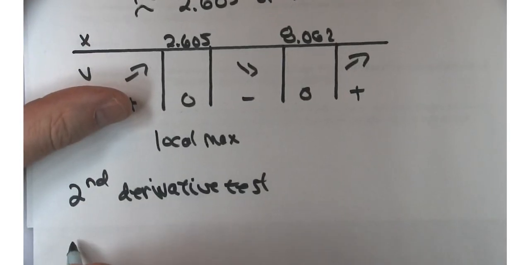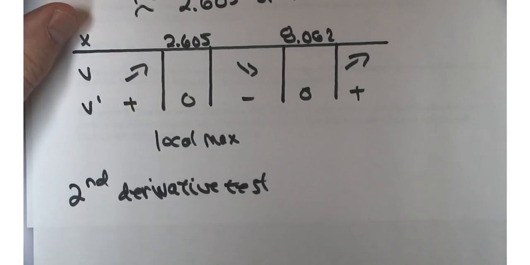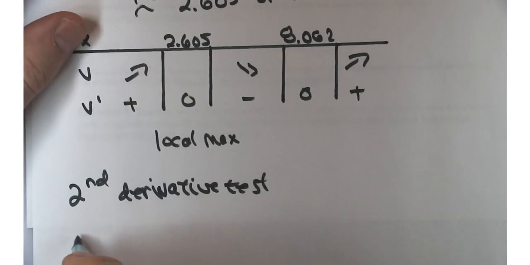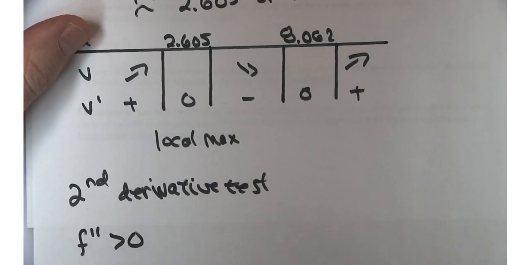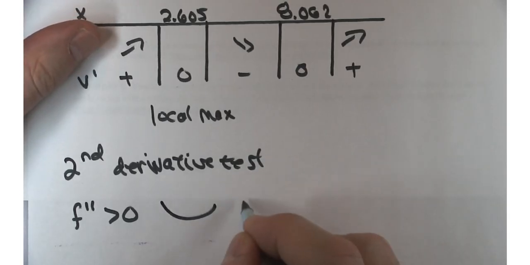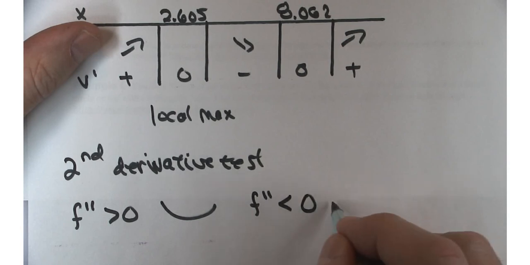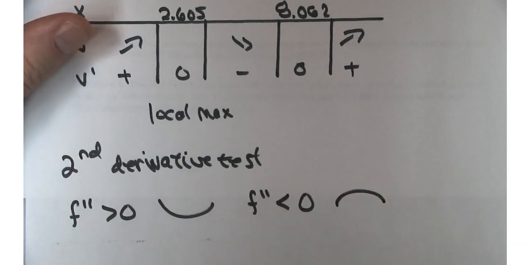Now, when we're testing to try and find out concavity, what does f double prime greater than 0 tell you? What kind of a shape do we have? Concave up. And then f double prime less than 0, likewise, tells us we have concave down.